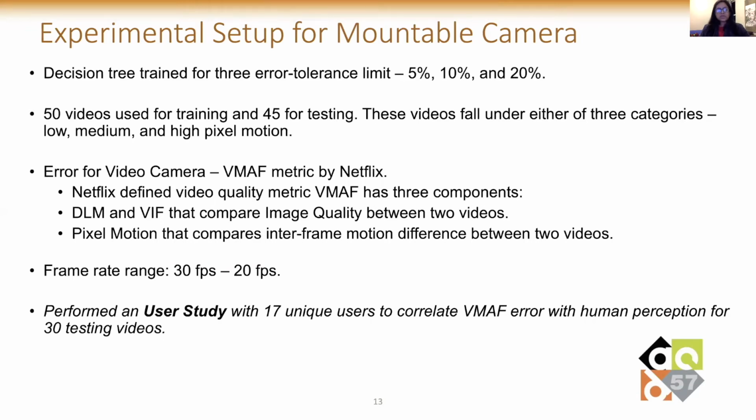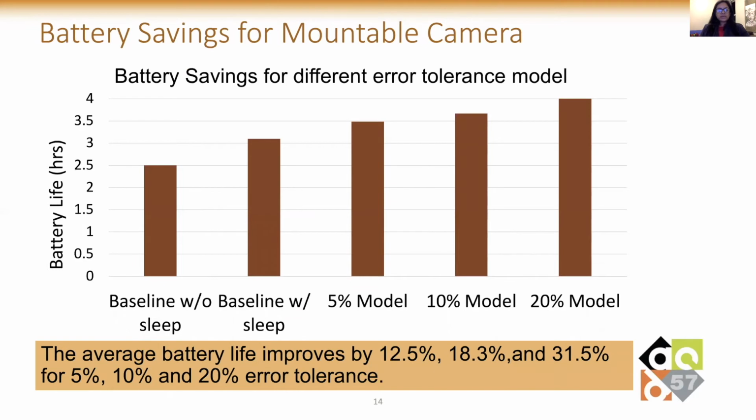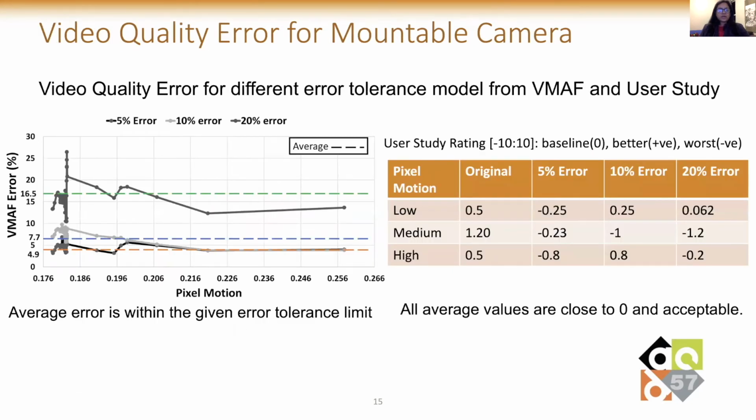We also conduct a user study to correlate the quantitative VMAF error with human perception. We show that battery life for various error tolerance limits increases as compared to baseline, and the battery life improves from 2.5 hours to 4 hours for the 20% error model. On the left, we are showing the VMAF error across videos for different error tolerance models, and we see that the average error is within the set limit.